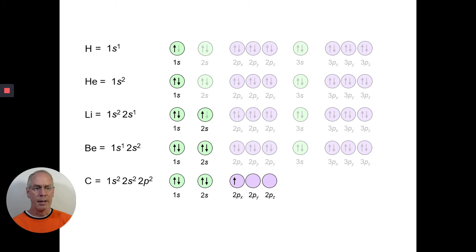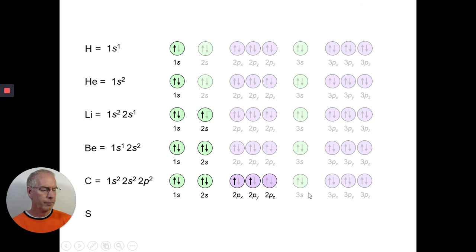Now we don't put spin down because of Hund's rule. We go to the maximum number of orbitals, so it goes in the next available orbital. So it's going to be 1s2, 2s2, 2p2, and that's its electron configuration. We don't use any of the other ones; they're not needed.